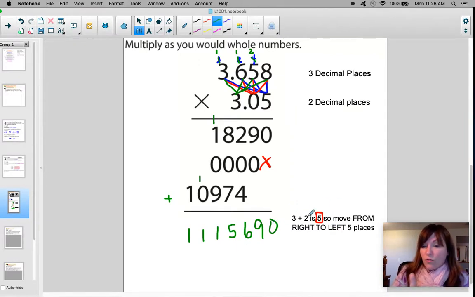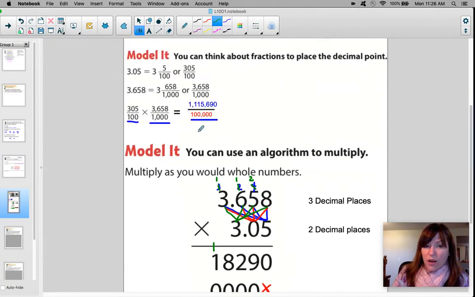So we do not have an answer of 1,115,690. However, I do want to just bring up the fact that if you were doing fractions, 305 times 3,658 happens to be 1,115,690. And so this is where the link from fractions comes in.